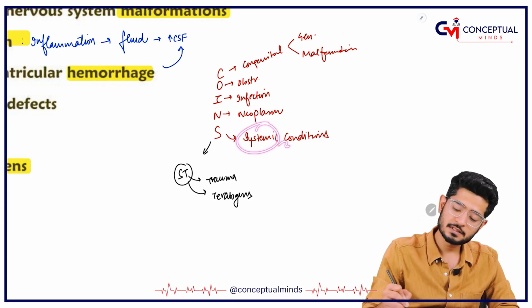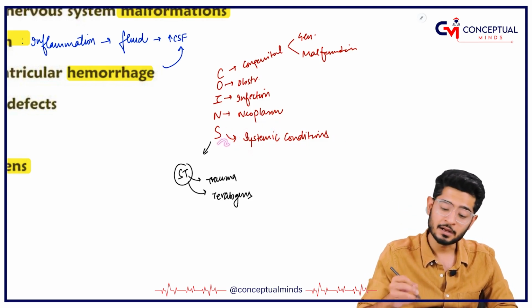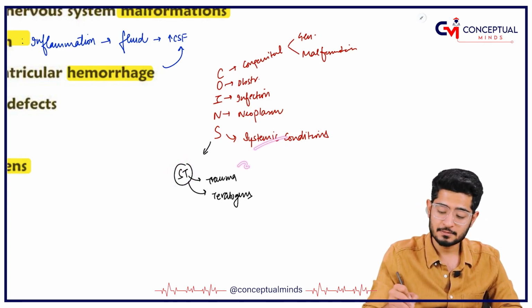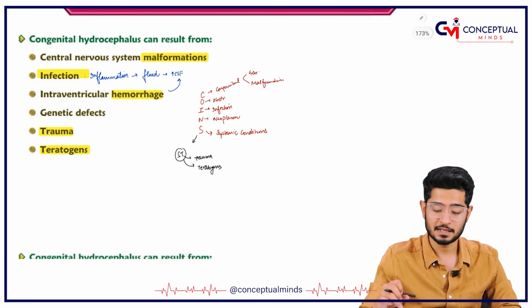And of course, there are some systemic conditions which are associated with it, and you very well know that the alphabets S and T come together. So S is systemic condition, T is trauma as well as teratogens.